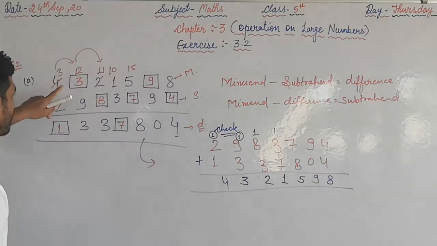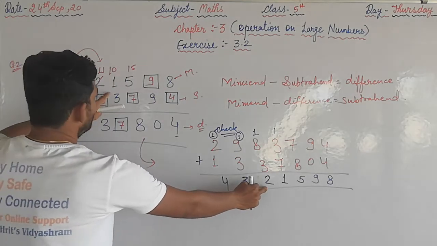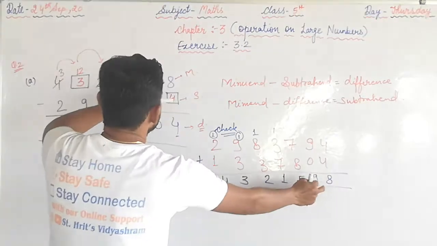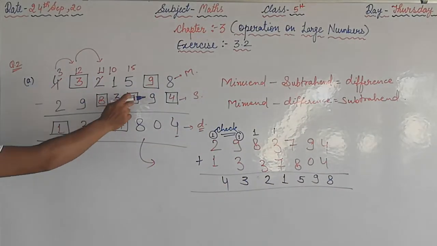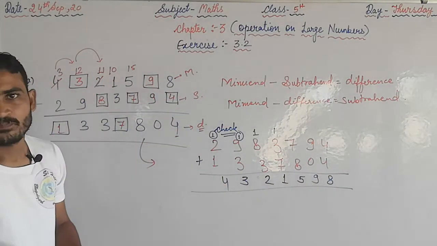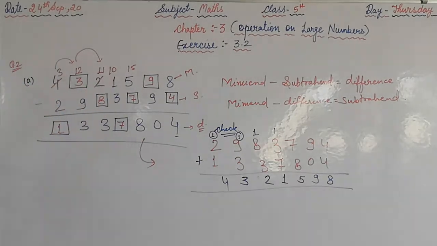Check here whether the result is the same or not. 4, 3, 2, 1, 5, 9, 8. This means whatever digit we filled in the boxes is the right one. Our answer is right. Okay, so like this we have to solve the questions.